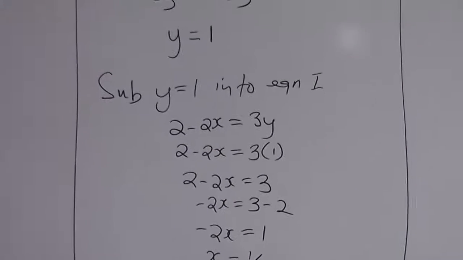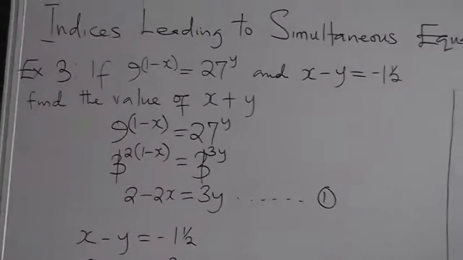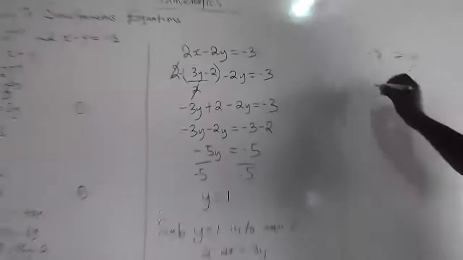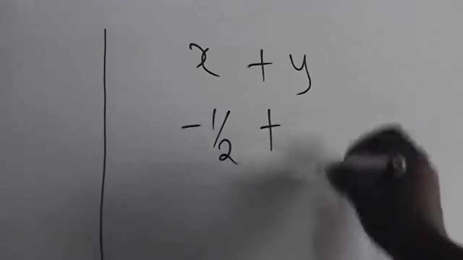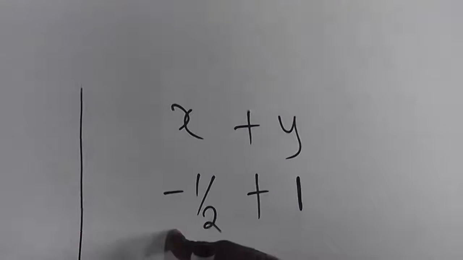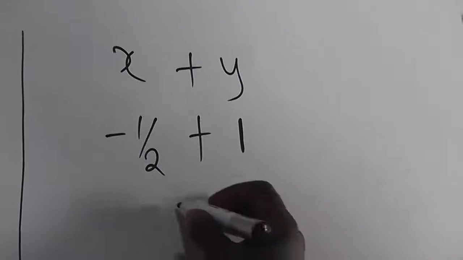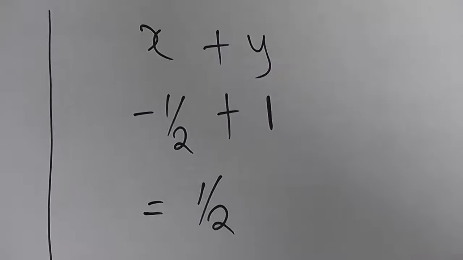Now the question says determine the value of x plus y. So we are adding the two. x plus y will be, the value of our x is minus 1 over 2, and the value of our y is 1. Now if you subtract half from 1, it will give you half. So therefore x plus y is 1 over 2.